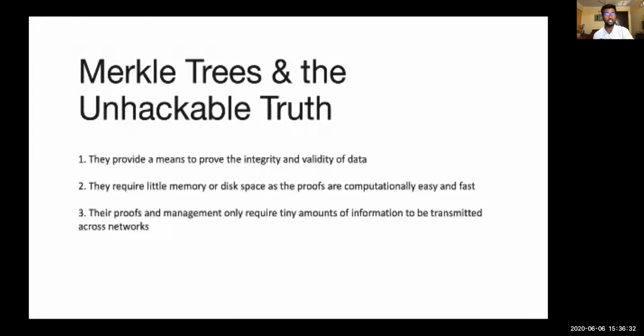What data will match the same hash? This is exactly what miners do. When they are mining, they are just hitting and trying a value that will give the same hash, right? Their proofs and management only require tiny amounts of information to be transmitted.